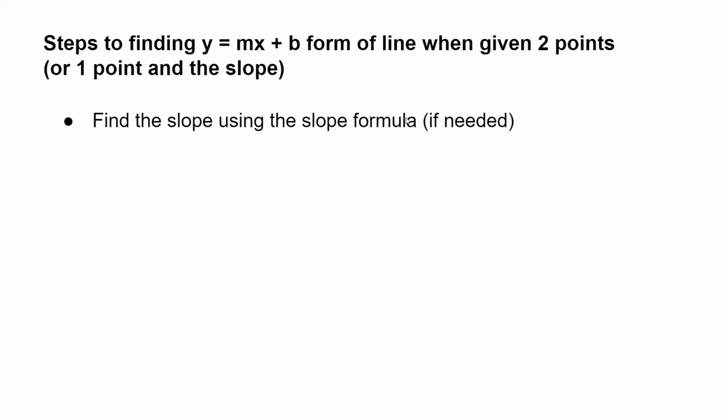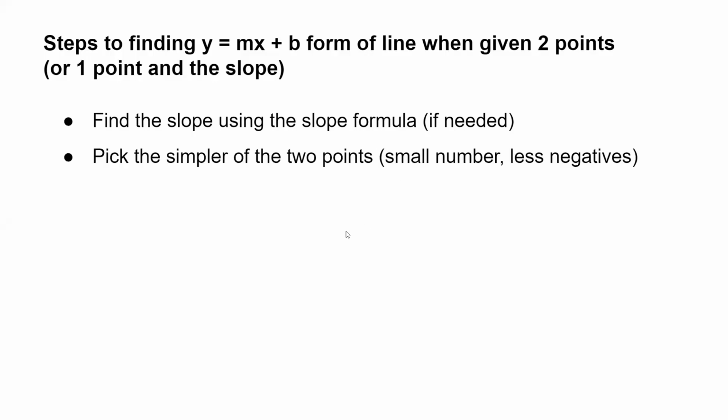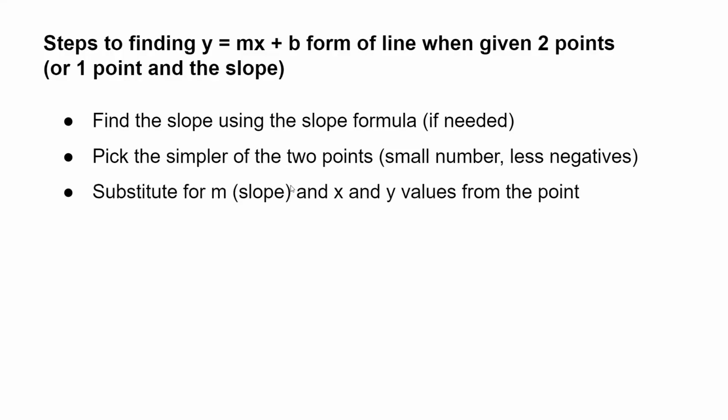If needed, in some cases, you might be given 1 point on the line and the slope, in which case you will not have to calculate the slope. You want to pick the simpler of the 2 points. What do I mean by simpler? The smaller numbers, less negatives are going to be easier to work with, less likely to make a mistake with. So just pick the simpler of the 2 coordinates that you have to work with.